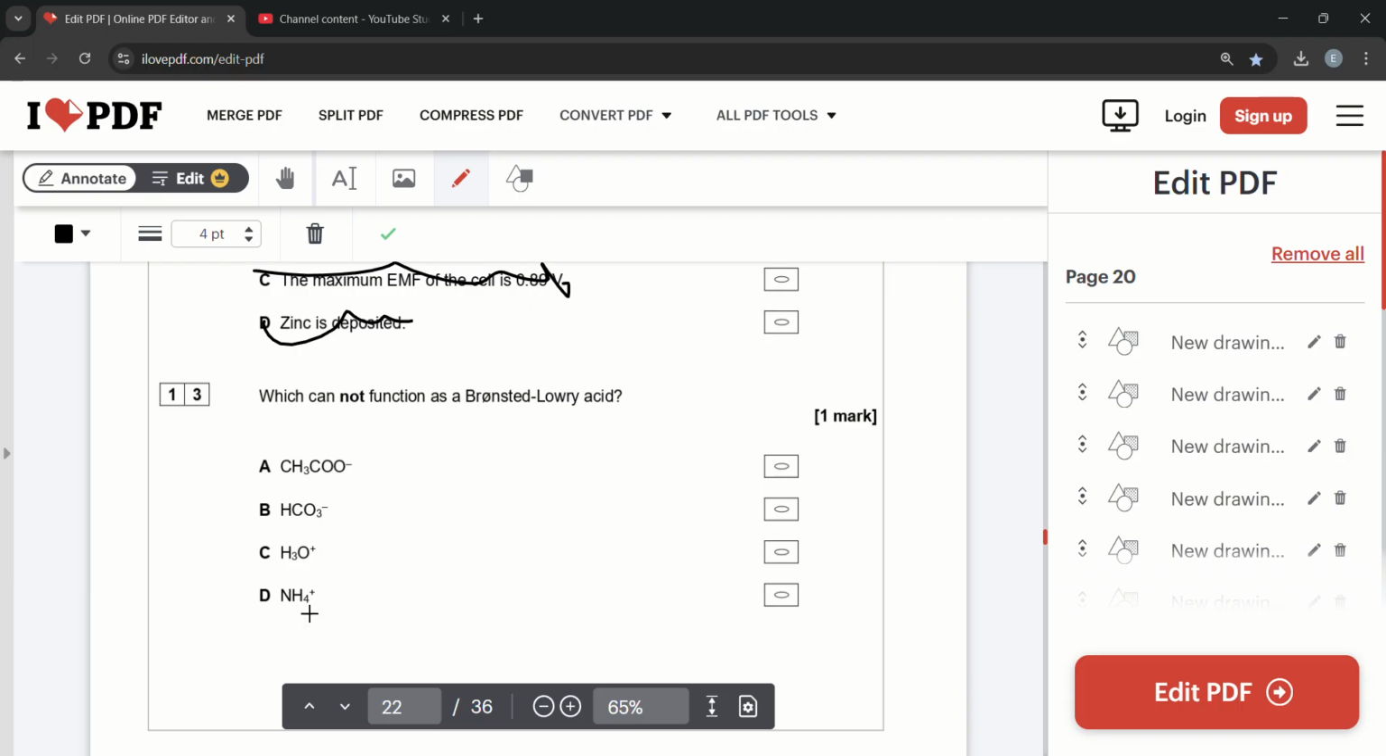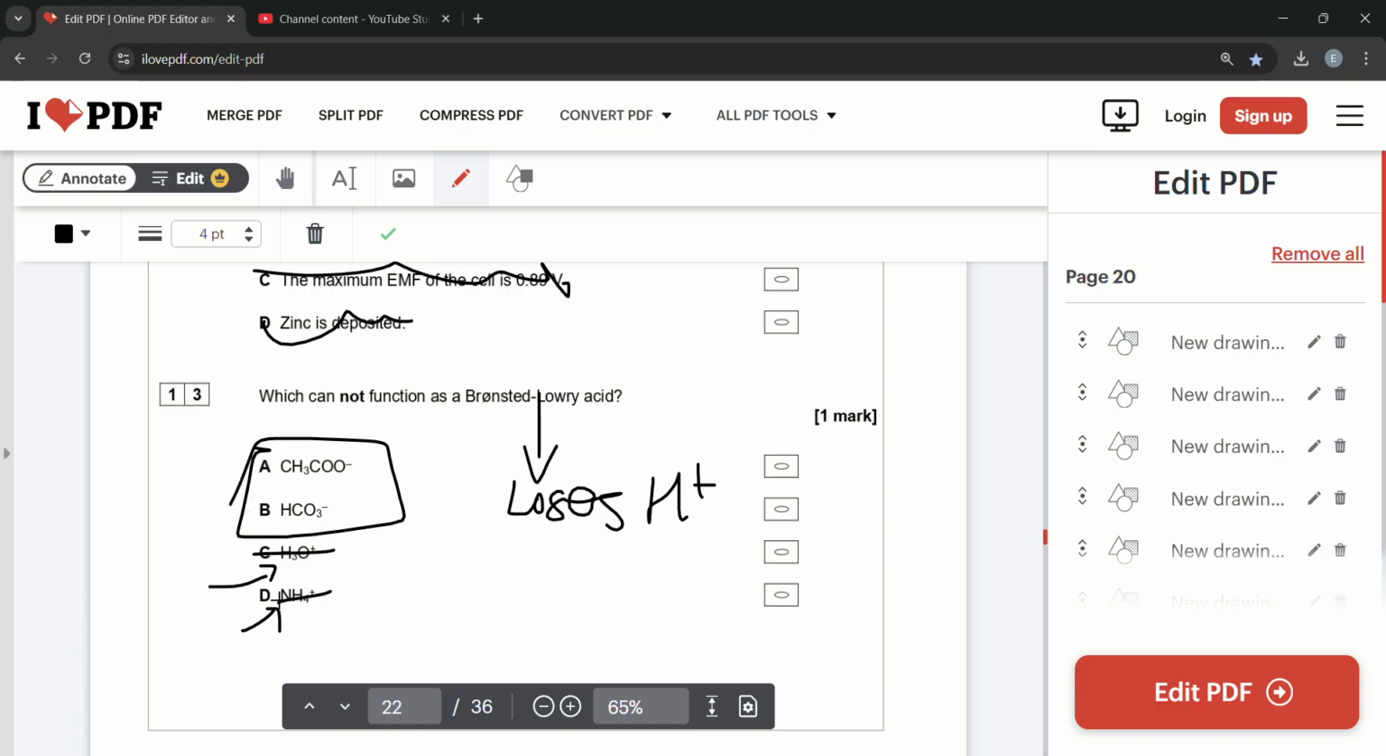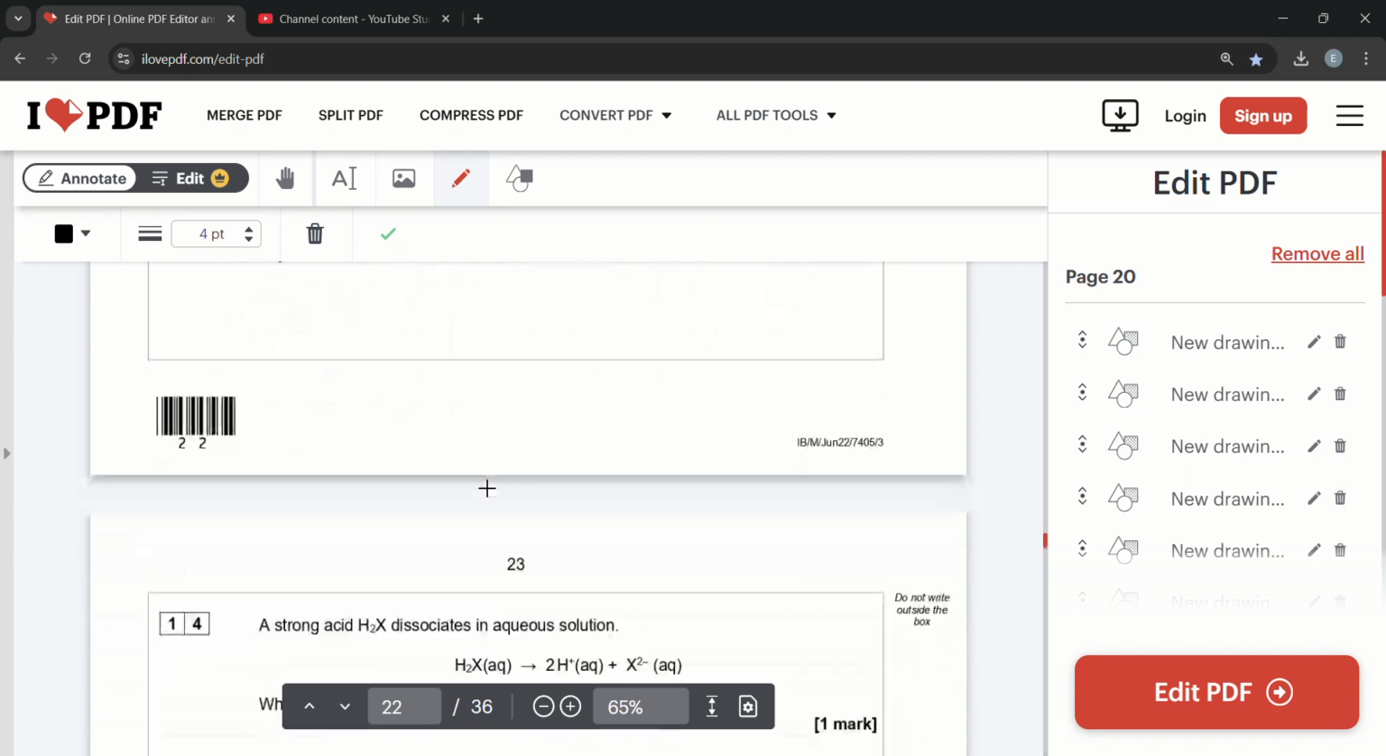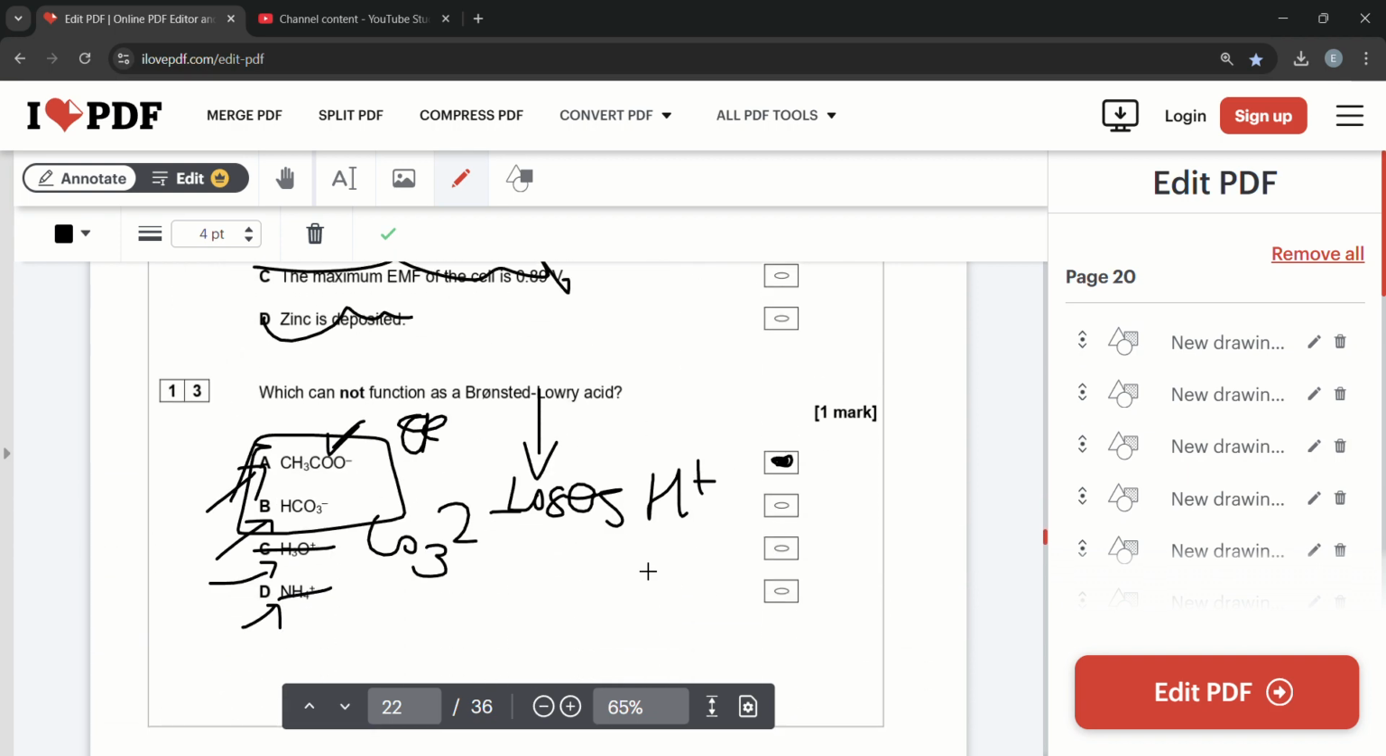Which cannot function as a Bronsted-Lowry acid? Remember, it loses a H+, right? And we're trying to find which cannot function. This can lose a H+ to form NH3. This can lose a H+ to form H2O. Now we're left with A and B. With B, if we lose a H+, we'll form CO3 2-. That's fine. Whereas with A, we have no hydrogens here, so that cannot function as a Bronsted-Lowry acid, therefore it's A. And remember, a Bronsted-Lowry acid loses H+.